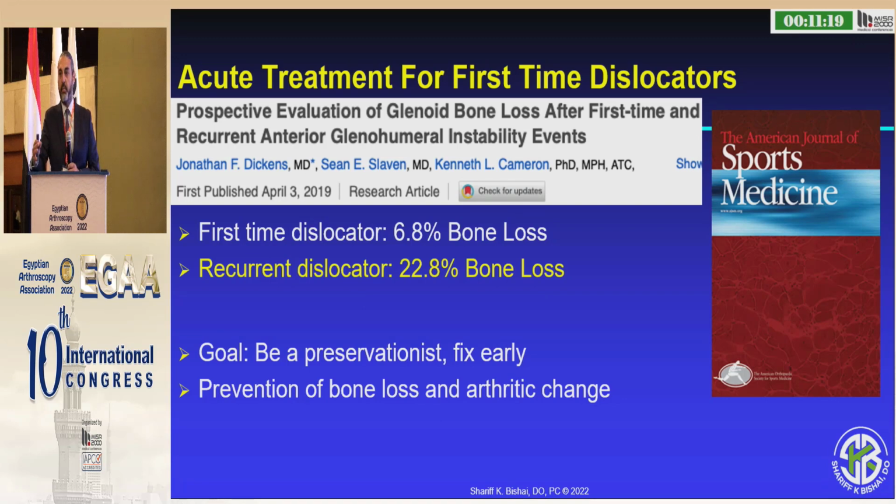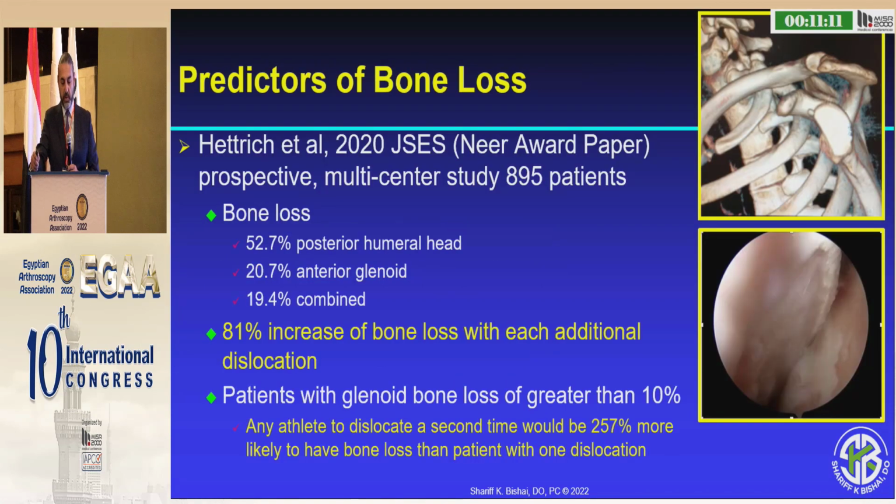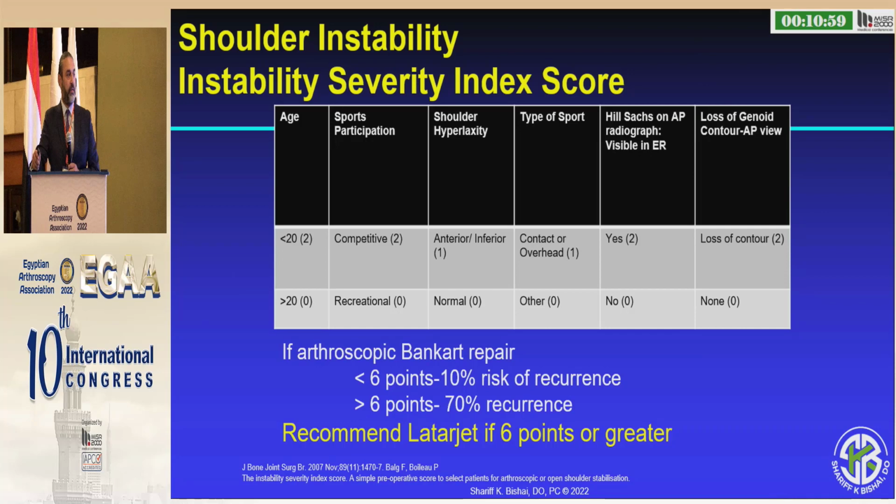So we have to make sure that if a patient comes to us telling us they've had 6 or 7 dislocations, it's a high likelihood a soft tissue procedure is not going to be helpful for this patient. This paper came out 2 years ago. This was a near award-winning paper, and what this showed is that there's an 81% increase of bone loss with each additional dislocation. So we have to be careful of this.